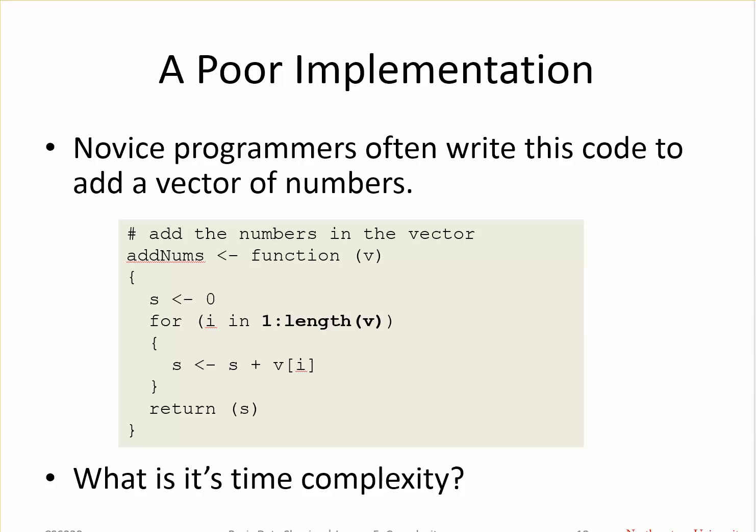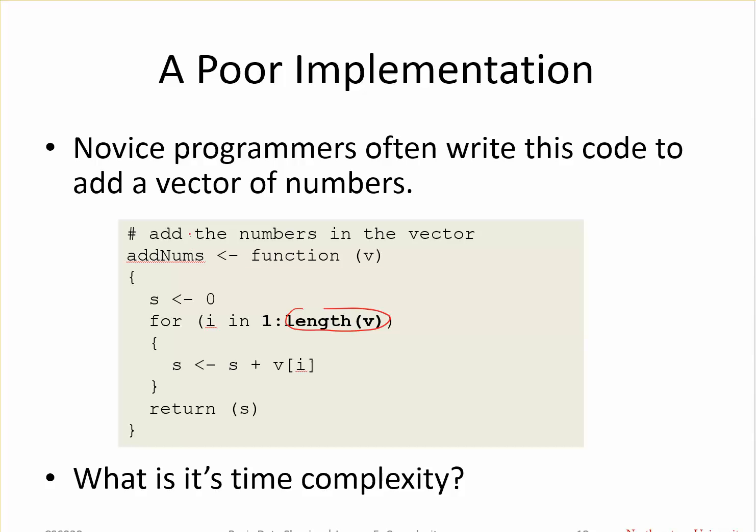So it's important that we understand how to count basic steps. Here's a poor implementation. Novice programmers often write this code to add a vector of numbers. Instead of assigning the length of the vector to a variable, they would simply put the length of the vector right in here and run the code. The code runs just fine. The question now becomes, what is the behavior of that program?